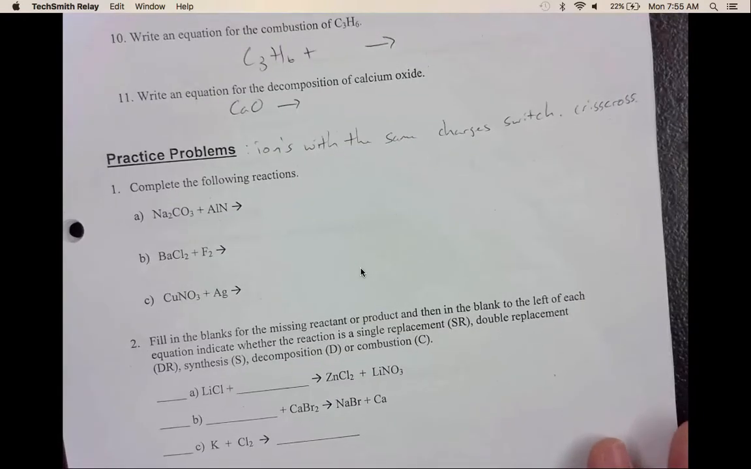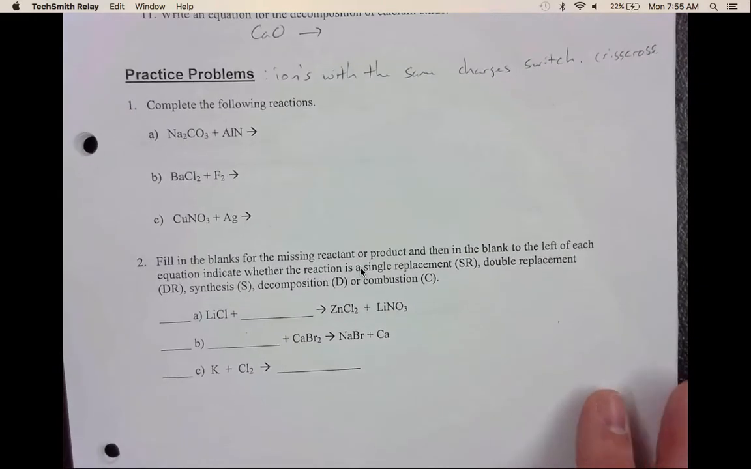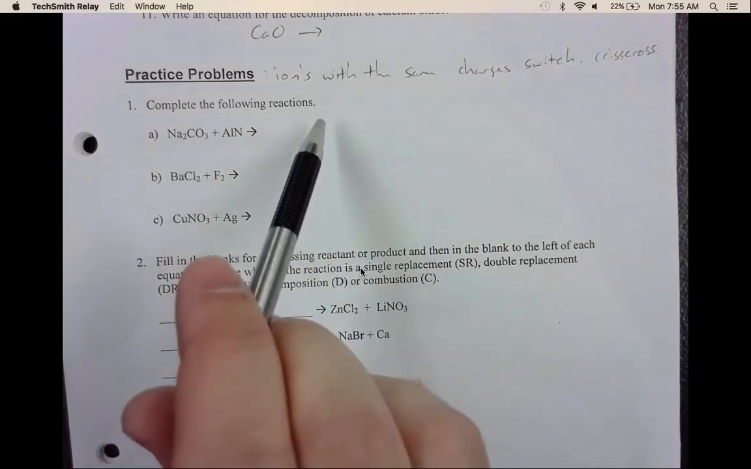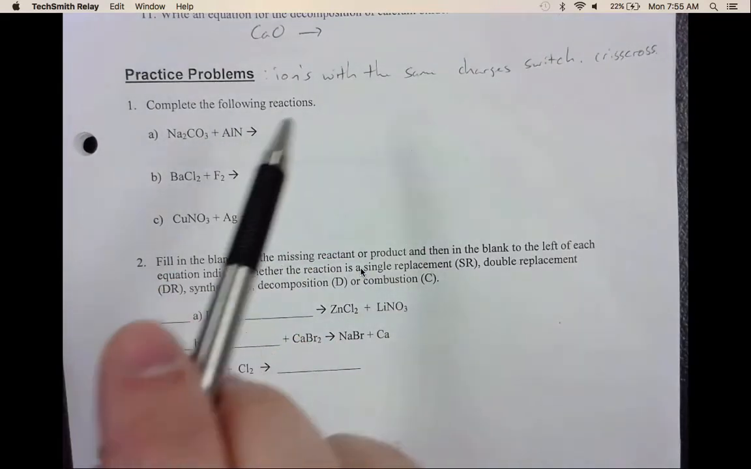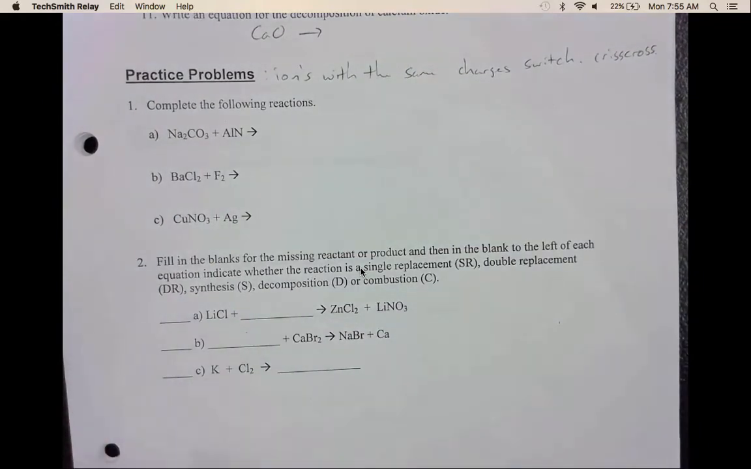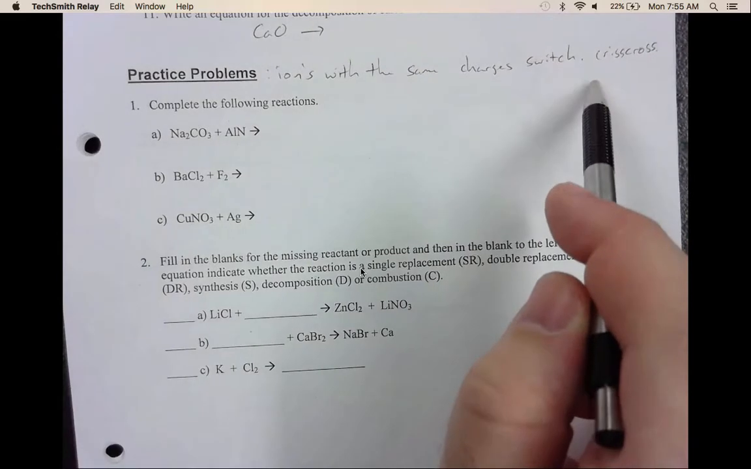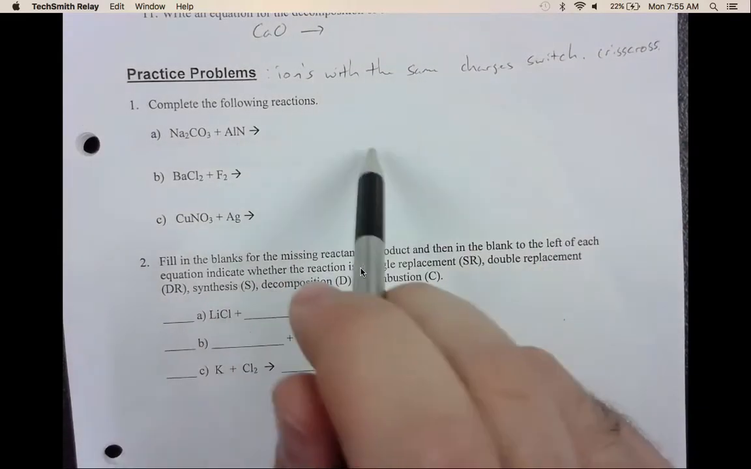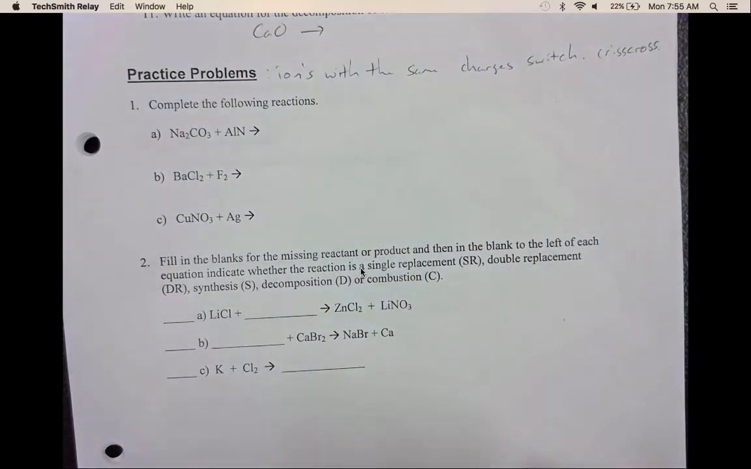The next one, we have a couple practice problems. So these are either double replacement or single replacement reactions. Remember, when we work on these, the ions with the same charges switch. So if you have two positive ions, they switch. If you have two negative ions, they switch. And then don't forget to crisscross. Remember to crisscross your products when you have new stuff binding together.